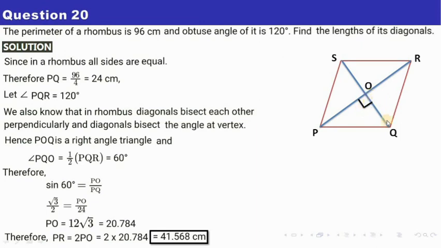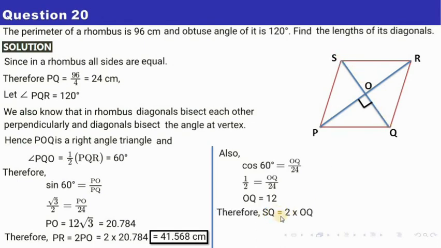Similarly, we'll find OQ. In this triangle, this is my base, isn't it? So that's why it will be base by hypotenuse, cos 60 degree. All right. Cos 60 degree is half. And from here, OQ turns out to be 12. All right. So OQ is found. Similarly we will find QS. QS or SQ turns out to be double of OQ, which is 2 into 12, which is 24 centimeter. All right, so you may pause the video to note down.